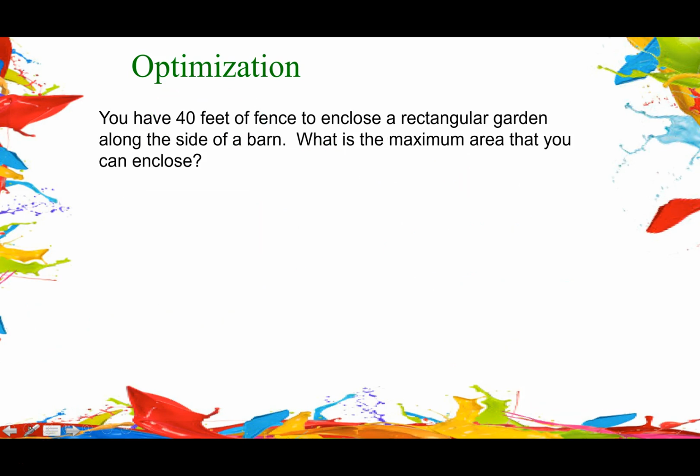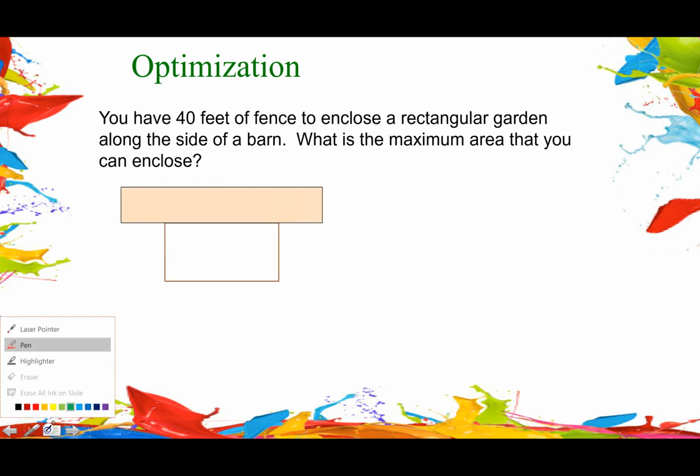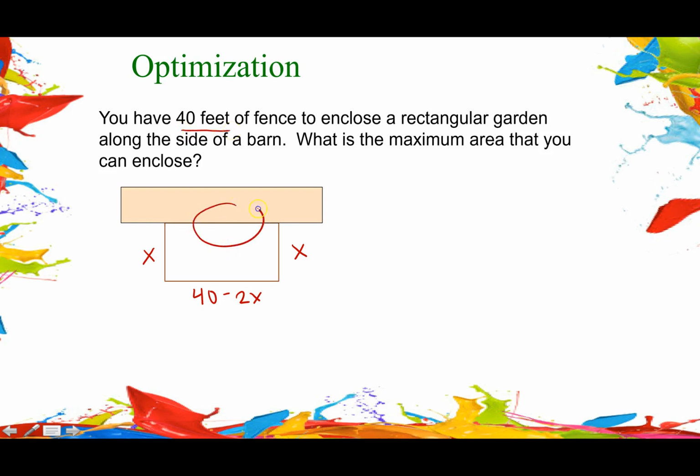Okay, let's try another one. You have 40 feet of fence to enclose a rectangular garden, but this time you're along the side of a barn with your rectangular garden. So what's the maximum area that you can enclose? Do you see here how now we only have 3 sides that we're dealing with? So if this is an x and this is an x, then this is going to be 40 minus 2x, because we still have 40 feet of fencing. We don't have to divide by 2 because this side of the garden is against the barn.